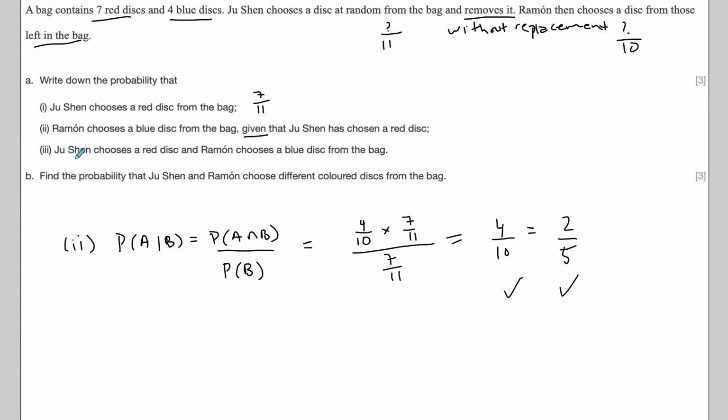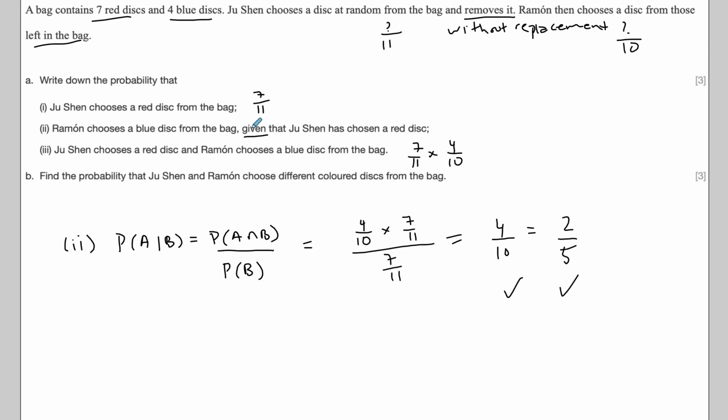For part III, we need the probability that Jushan chooses red and then Raman chooses blue. So it's not a given probability, so this is different from the first one. In the first one, we are restricting our choices to them picking a red disk, but this is the probability of this happening and then the second event happening. So the probability of Jushan picking red is 7 over 11, and then Raman choosing blue is 4 over 10.